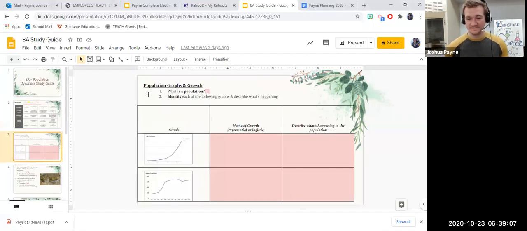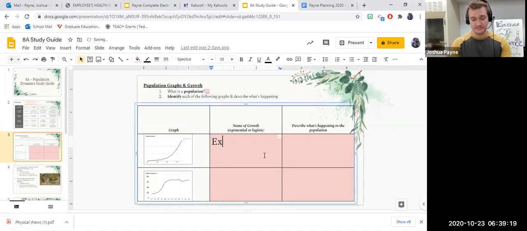Yawning so early. So, population graphs, are we able to identify the difference? This graph right here, the one that shows no leveling, the one that just goes straight up, is going to be our exponential. And then describe what's happening. This is rapid growth with no signs of slowing down. Next one is our logistic.